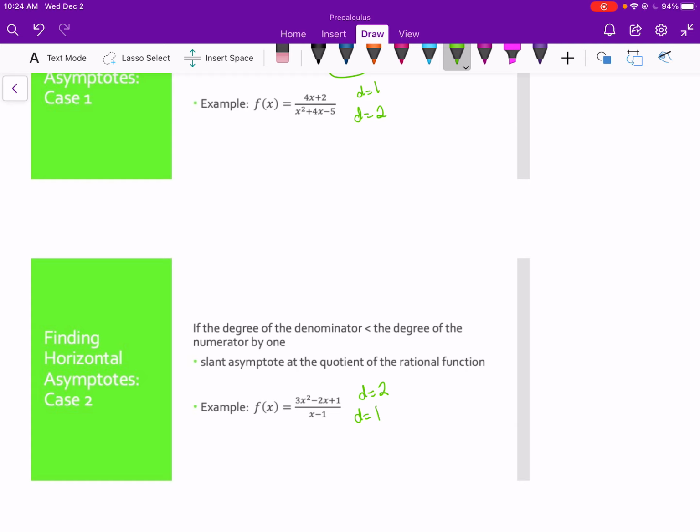So what that means, we're going to do synthetic division. I'm going to set it up with 3, -2, and 1, with my 1 on the outside. We don't actually care about the remainder here in this case, so forget about it. We only care about these numbers. So we have a slant asymptote here at y equals 3x plus 1.